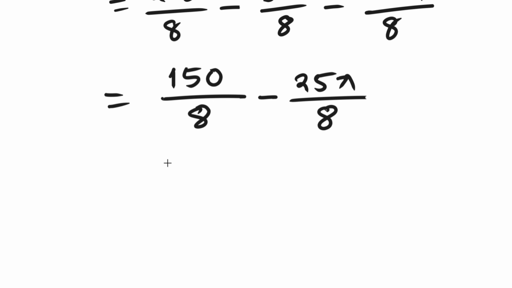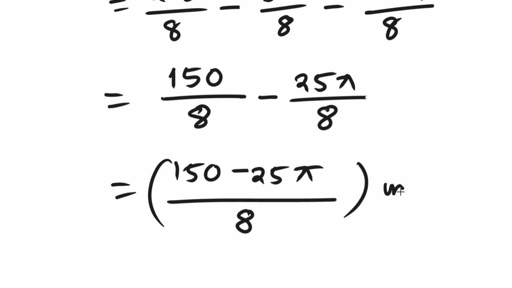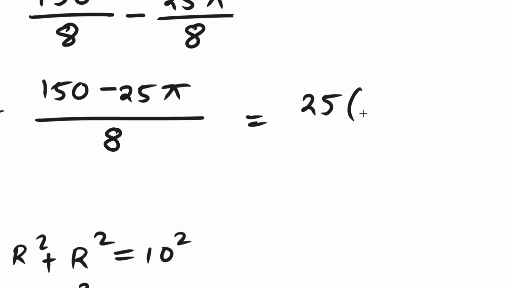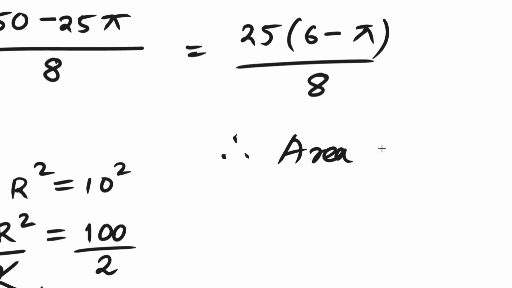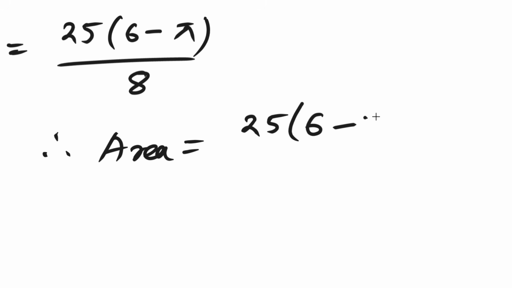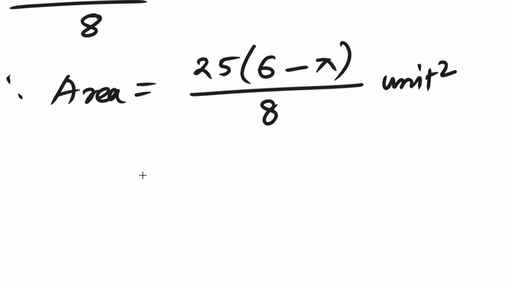Combining them gives 150 minus 25 pi, all divided by 8. We can factor 25 from the numerator, giving us 25 multiplied by the quantity 6 minus pi, all divided by 8. Therefore, the exact area of the shaded region is 25 multiplied by the quantity 6 minus pi, divided by 8 square units.